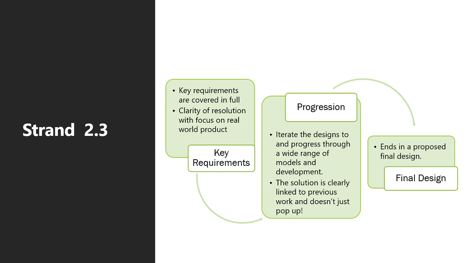We should also see clear progression. So you're iterating your designs as you go through. We should see a wide range of models and development, and that can be in any form. So it could be anything from modeling as cardboard or plastic or wood, or it could equally be development through sketch development, CAD development, or indeed things like other software packages where you're using things like Circuit Wizard to show circuit diagrams, etc., etc. But the progression should be clear.